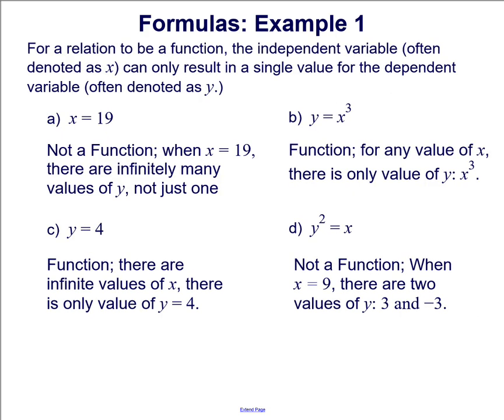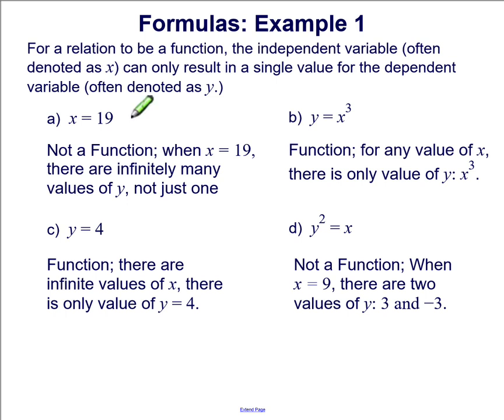Formulas. Example number 1. For a relation to be a function, the independent variable, often denoted as x, can only result in a single value for the dependent variable, often denoted as y. Let's take a look at a few examples here.